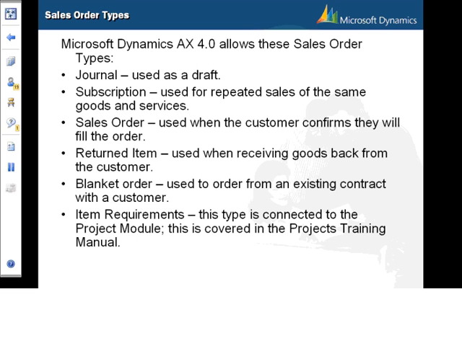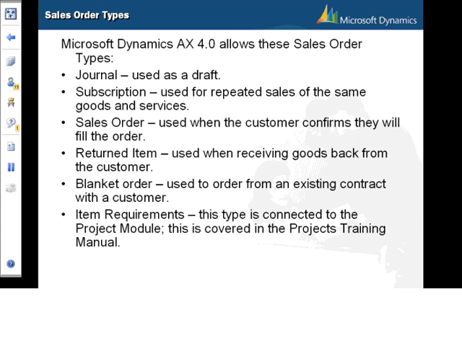Next is sales order type. This kind of sales order is used when the customer confirms that they want the order. When you create a new order, the type can be set to default to sales order type in the parameters form, depending on the client's business process.